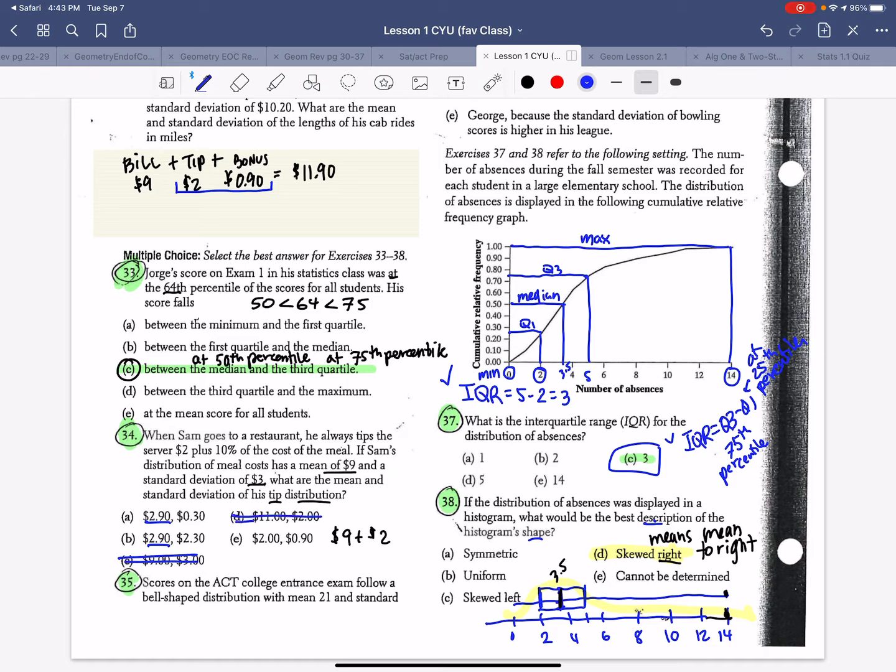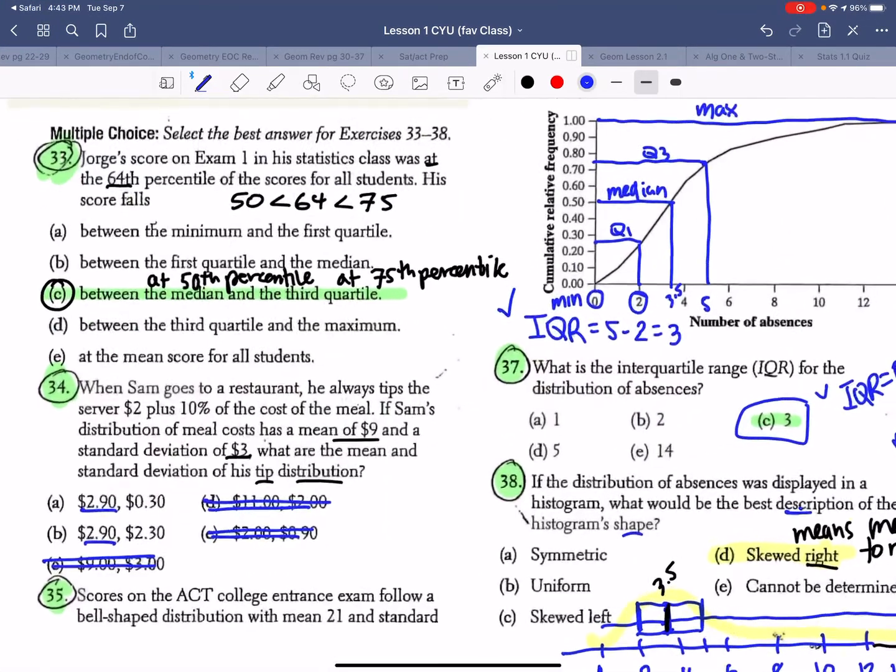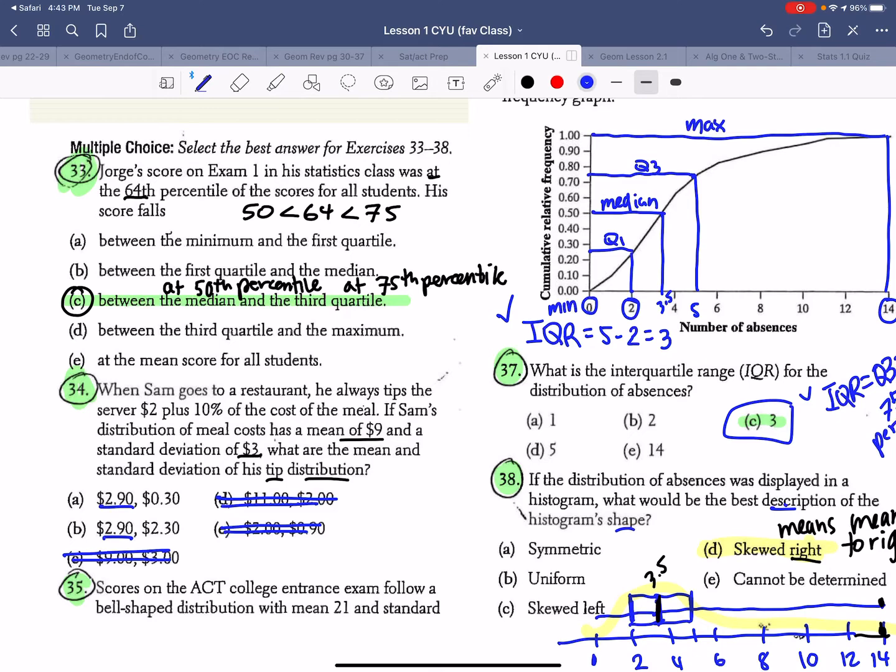So those are trying to distract me, right? Then it says standard deviation. Well, if you think back to our notes, the range doesn't change when we add. Therefore, the standard deviation doesn't change when we add. So he always tips $2. That's not going to affect his standard deviation, right? Because that's just adding. But this is multiplying.